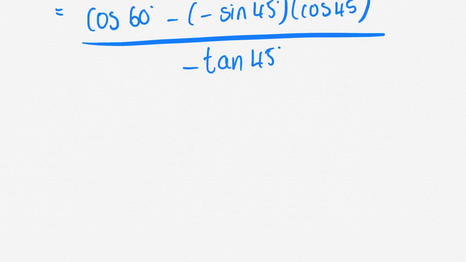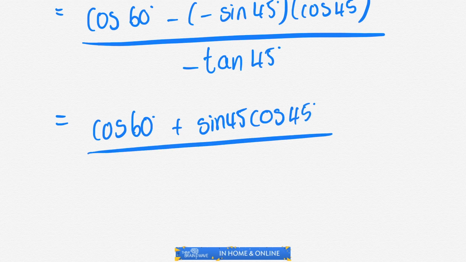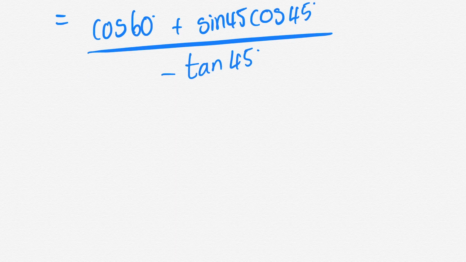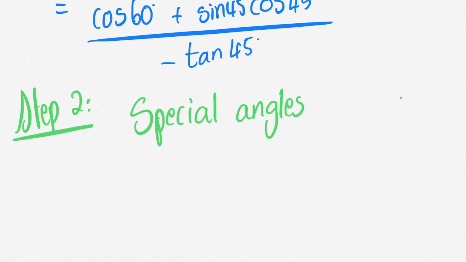Cos, as you can see, is positive 45 because it's in the fourth quadrant, because it's a negative angle moving down from 0 towards 270, meaning that the cos is positive. We then have tan being a negative, and then we move on. We now have cos 60 plus sine 45 cos 45 over negative tan 45. We use our special angles over here. Now step 2. Special angles, there we go. And we use them to simplify.